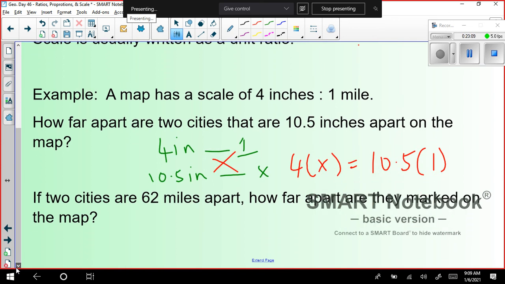Okay, then further you can simplify by dividing by 4 and get the value of x. So 10.5 times 1 is 10.5, and 10.5 divided by 4 gives us 2.625 miles. As this one was in miles, x also should be in miles. This was in inches and this was in inches.